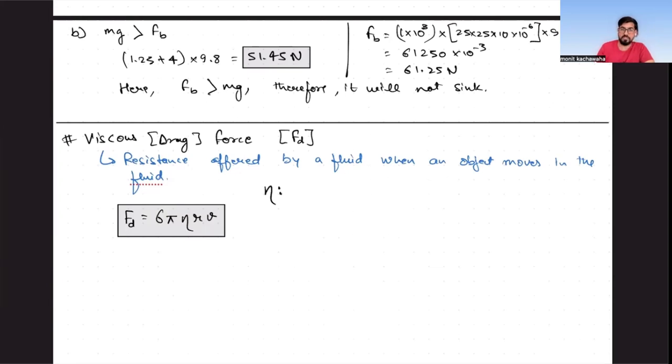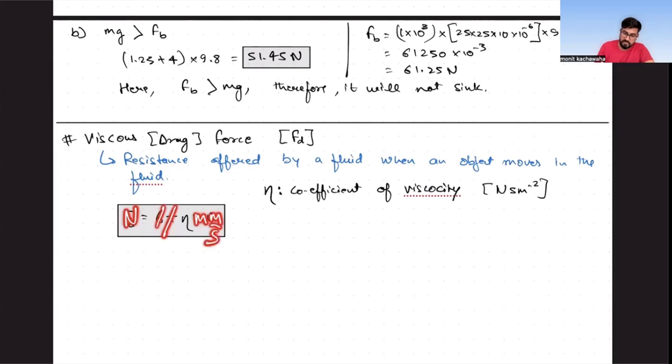This eta is called the coefficient of viscosity. It is in Newton second meter minus 2. You can check. This is Newton. 6 pi is a constant. r is in meter. v is in meter per second. So Newton second meter minus 2 will be the unit.